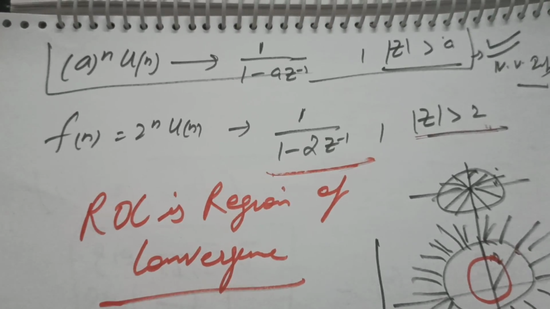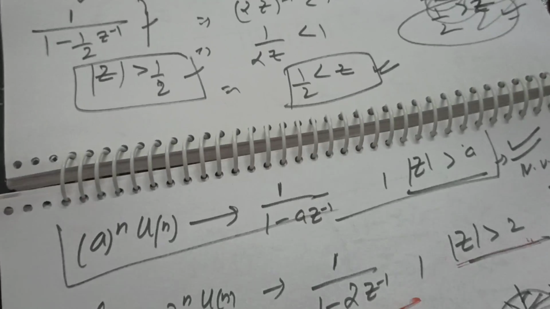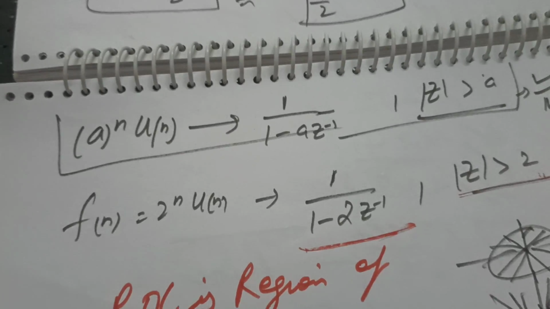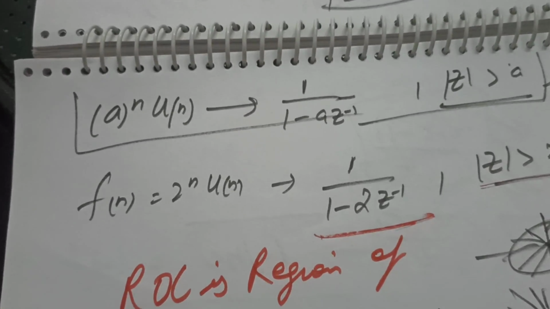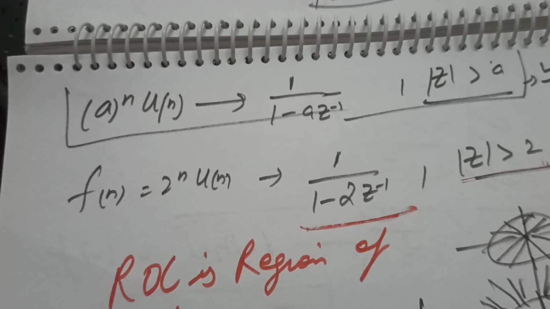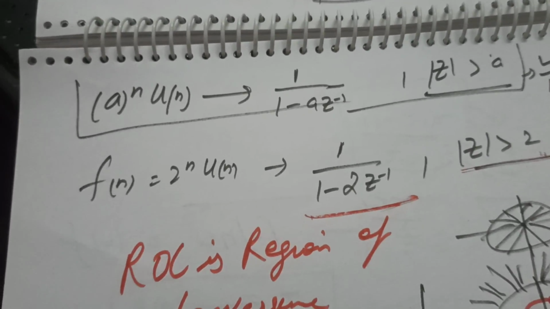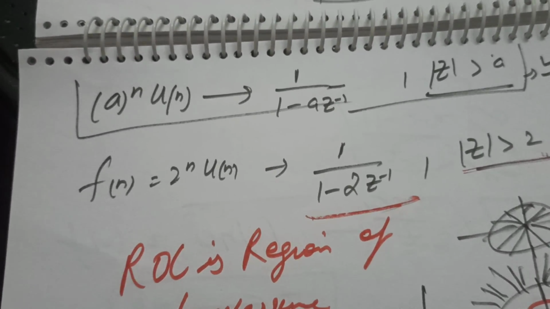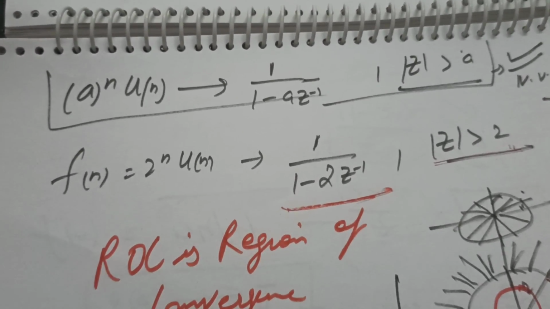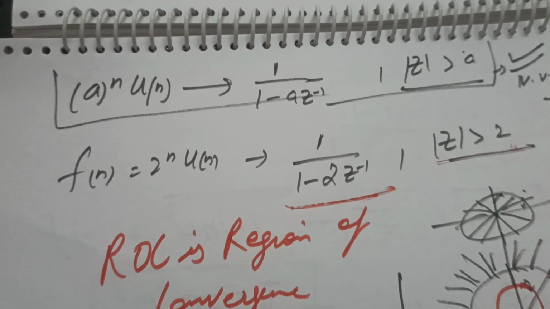Now one more thing, the system function defined here, for example, if you look at this 1 upon 1 minus a z inverse, then it is nothing but z upon z minus a. So the poles of the function lie at z equals 0 and z equals a, and the zero lies at z equals 0. It means that for z equals a, the entire z transform of the function goes to infinity.